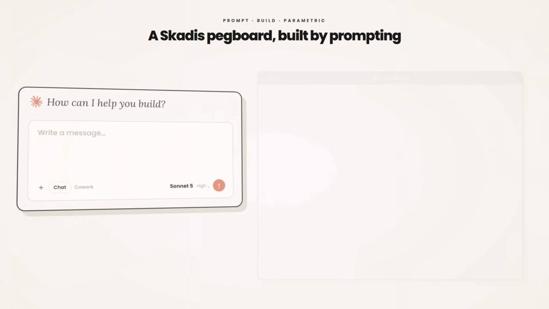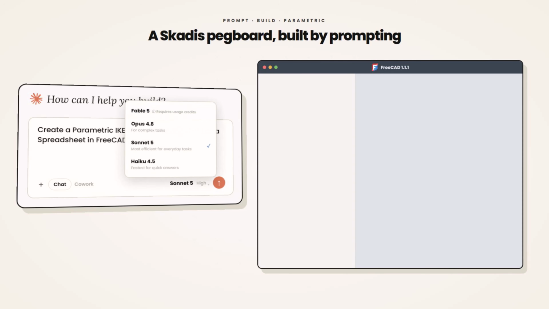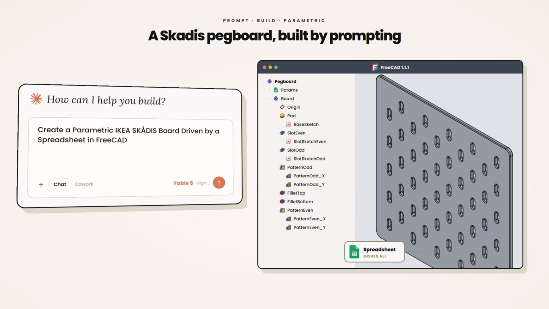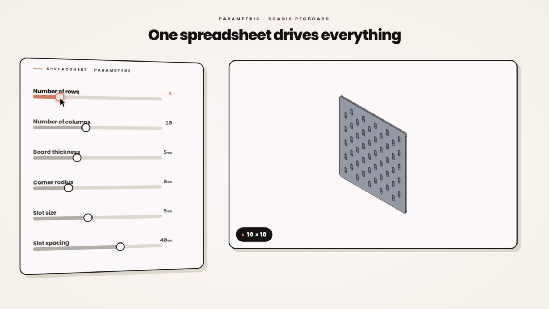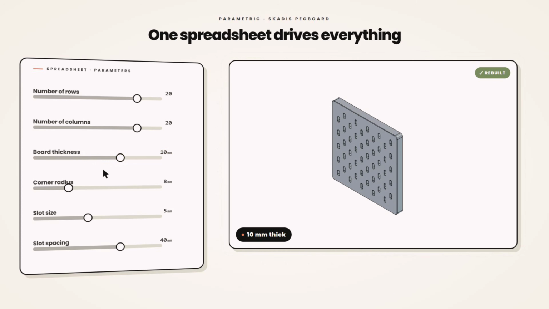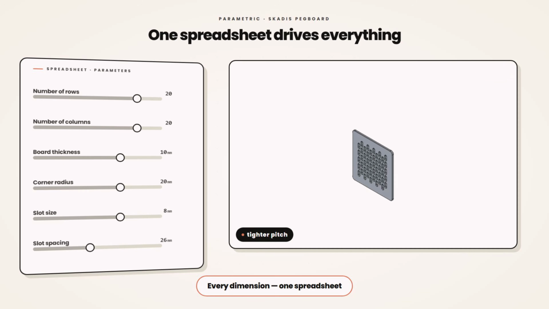In this video, we're modeling a fully parametric IKEA Skådis Pegboard in FreeCAD using Claude Fable 5 and entirely through prompting. This parametric model is completely controllable through a spreadsheet. I can change any parameter in a spreadsheet and the entire board rebuilds automatically. 5x5 board, 20x20 board, thicker board, bigger corners, different slot spacing, and so on. All dimensions are driven by a single spreadsheet.